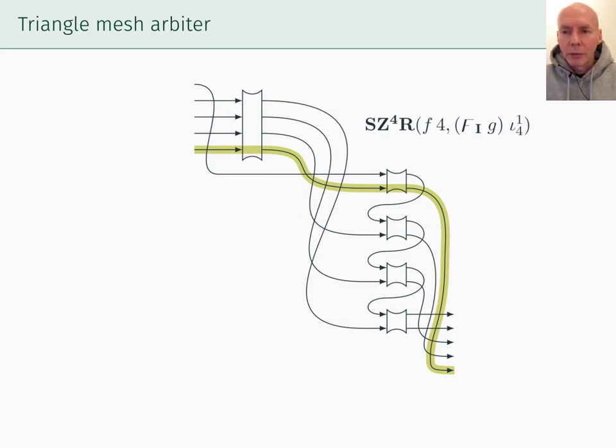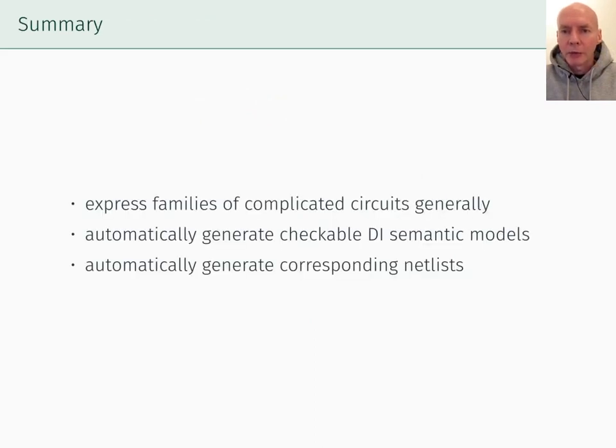So I hope this example has shed some light on the motivation for this work: to describe families of complicated delay-insensitive circuits in general terms, and to be able to generate checkable semantic models from those descriptions, as well as having some assurance that the circuit you actually fabricate has something to do with the semantic model, because the netlist is generated automatically as well.